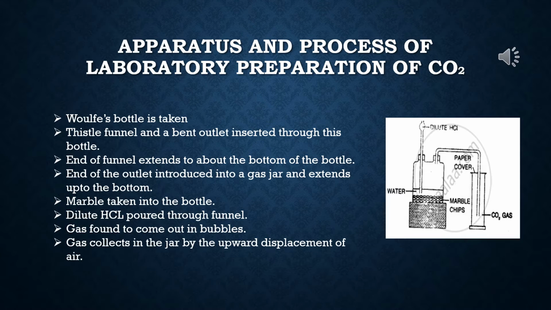Now the third one. End of thistle funnel extends to about the bottom of the bottle. Number 4. End of the outlet introduced into a gas jar and extends up to the bottom of that particular gas jar. Next one, marble, that means calcium carbonate, CaCO3, taken into the bottle, that means Wolf's bottle. Next one, dilute HCl or hydrochloric acid, poured through the funnel.